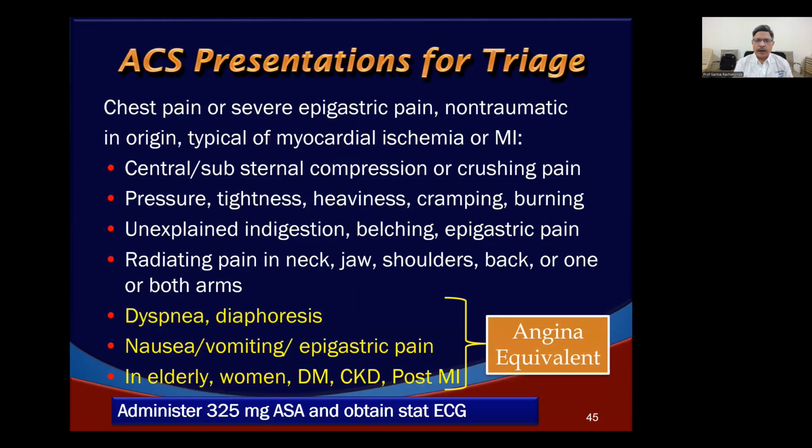Now, ACS presentation for triage. How do I triage the patient? Very important. A person with chest pain or severe epigastric pain, non-traumatic. It should not be a traumatic chest pain. Traumatic chest pain, very rarely is it acute coronary syndrome in origin. Non-traumatic epigastric or chest pain, typical of myocardial ischemia, or central substernal compressing or crushing type of pain. Pressure, tightness, heaviness, cramping, burning. Unexplained indigestion, belching, and epigastric pain.